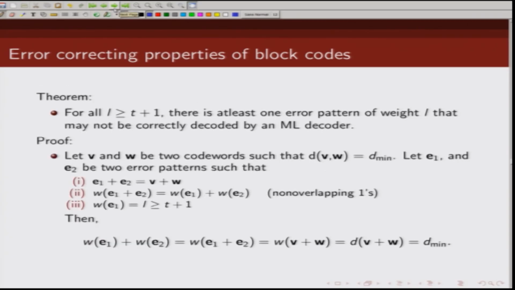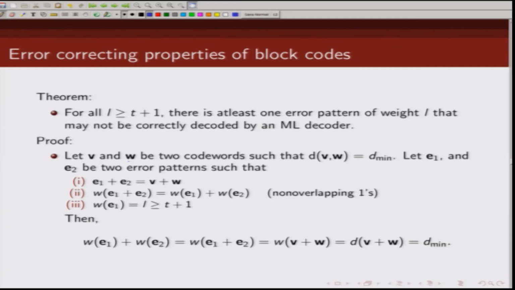Next, we are going to show that if there exists an error pattern of weight greater than or equal to t plus 1, then our decoder whose minimum distance is at least 2t plus 1 but less than 2t plus 2 will make an error. In other words, it would not be able to correct this error pattern of weight t plus 1. So, for all error patterns of weight L, if L is at least t plus 1, then our maximum likelihood decoder may not be able to correctly decode or correct that error. So, let us prove this.